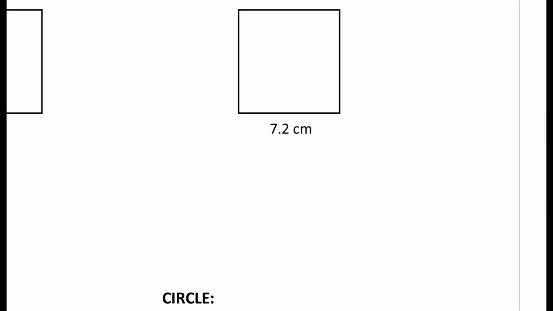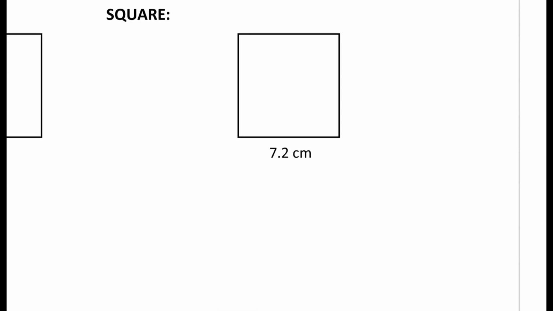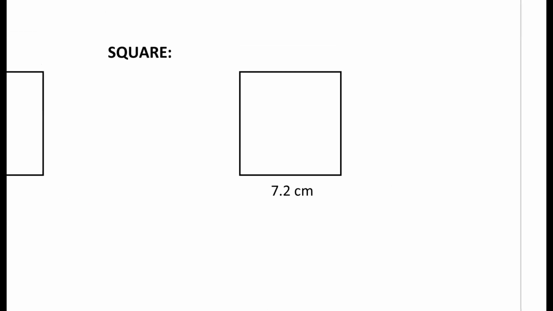Just like above, I'm going to leave this one for you to answer on your own. Think about it for a square though. If you have to do length times width on a square, all sides are the same. So that means all of these are 7.2 centimeters. So you're going to use that to find your area for the square.